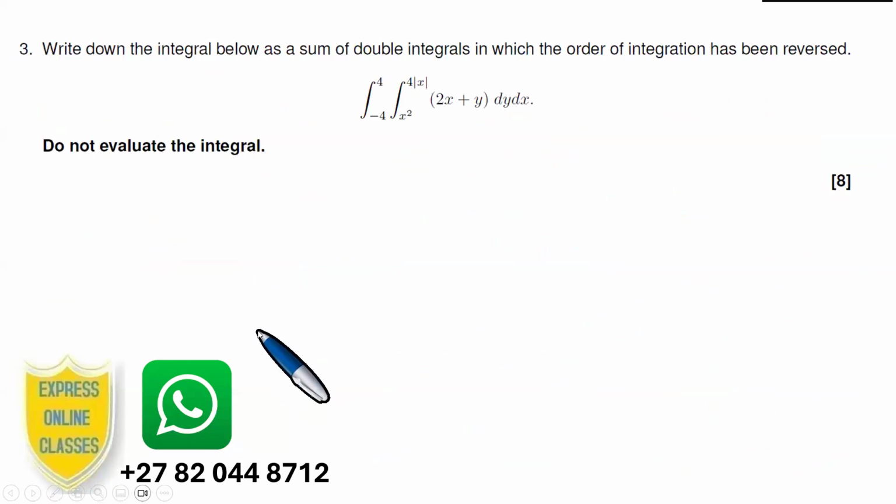Let's look at number 3. In number 3, we have to write down the integral below as a sum of double integrals in which the order of integration has been reversed. Do not evaluate this integral, but now we're going to focus on double integration, and also we shall spend time on triple integrals. So how do you write down the integral below as a sum of double integrals in which the order of integration has been reversed?